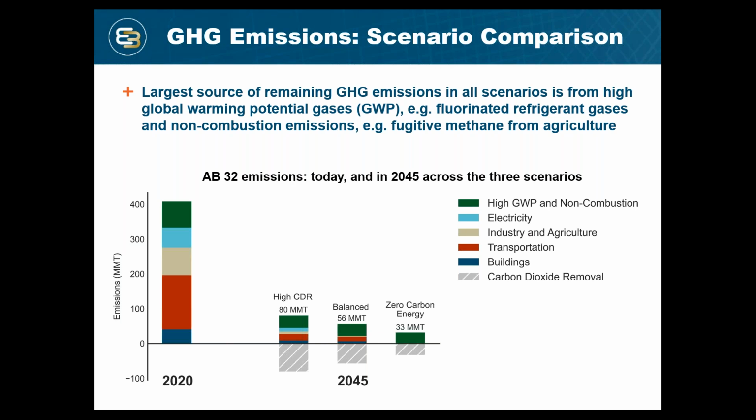There's some remaining emissions, about 10 million metric tons remaining in electricity in the high CDR scenario. In the other two scenarios, electric emissions are fully eliminated by 2045.